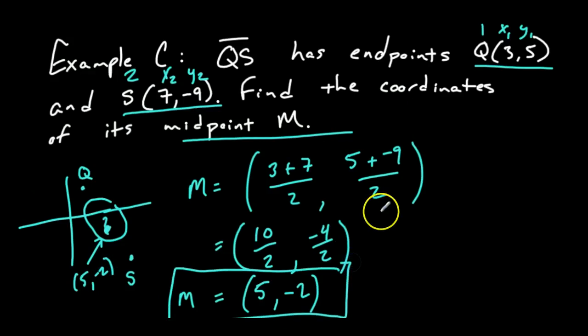Again, all we did to solve this problem was plug Q, x1, y1, and S, x2, y2, into our formula for midpoint, which was x1 plus x2 divided by 2, right here, and y1 plus y2 divided by 2. 3 and 7 gave us 10 divided by 2. 5 and negative 9 gave us negative 4 divided by 2. We simplified. 10 over 2 is 5. Negative 4 over 2 is negative 2. And that's the coordinate of our midpoint.